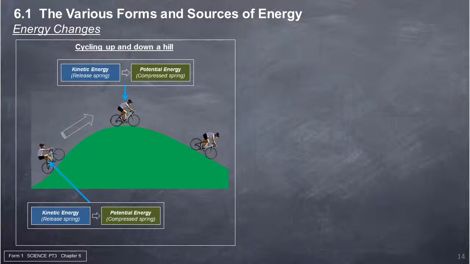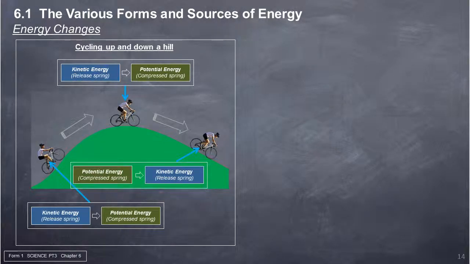energy. When the cyclist goes downhill, the potential energy starts to change to kinetic energy. When the cyclist reaches flat land again, all the potential energy will change back to kinetic energy.